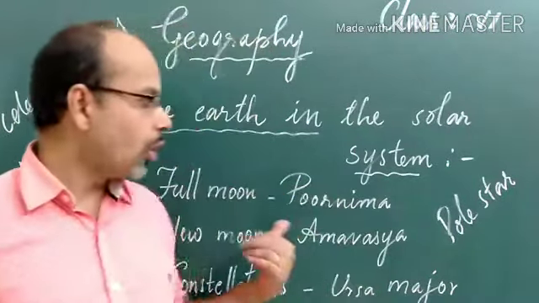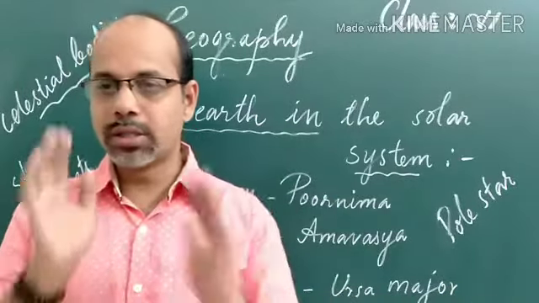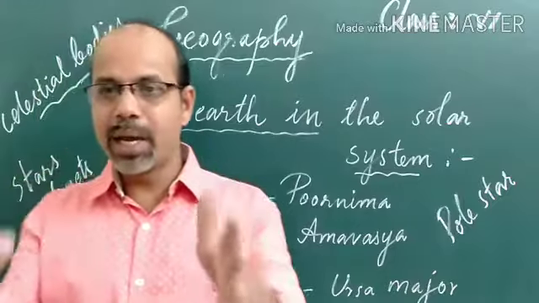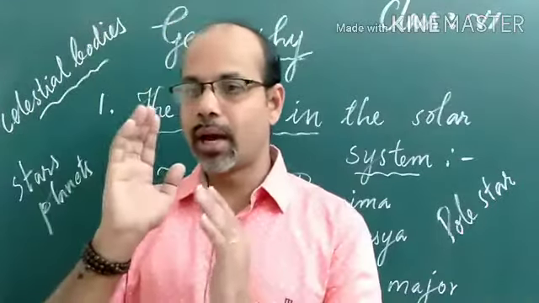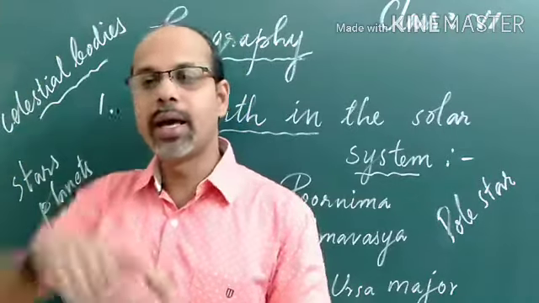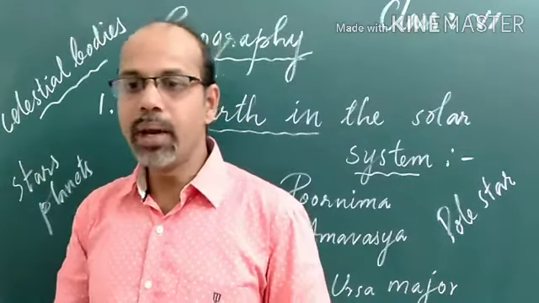That is also called the pole star. The North Star is also called the pole star. It always remains in the same position in the sky. Whenever we look, we can find the pole star visible in the north direction.